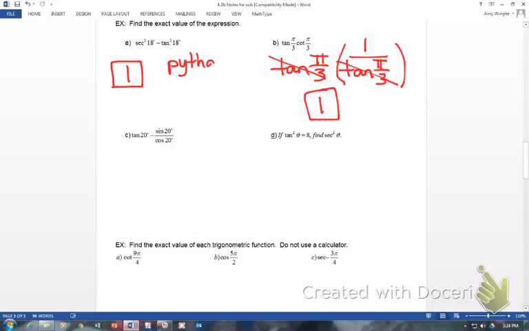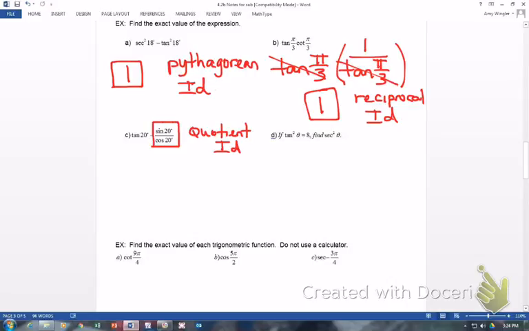So in part A, we used a Pythagorean identity. In part B, we used the reciprocal identity. You're using both identities like substitution in algebra. So in part C, we're going to use the quotient identity, and we're going to replace sine over cosine with tangent.